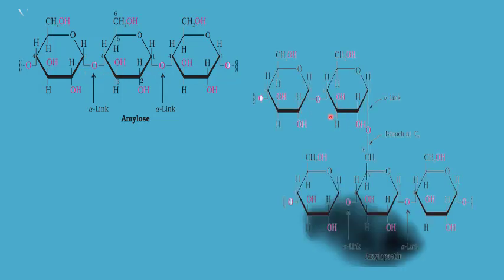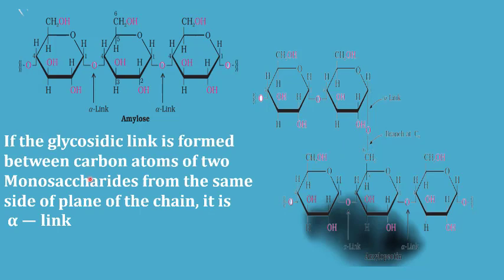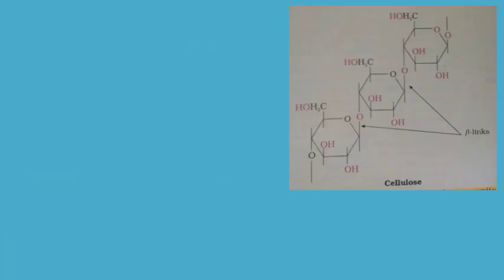On the other hand, this is amylopectin. This is an amylose chain and this is an amylose chain, and both of these chains are joined by branching here. This is C1 of one branch and this is C6 of the other branch. So this is amylopectin. If the glycosidic linkage is formed between carbon atoms of two monosaccharides from the same side of the plane of the chain, it is called an alpha link.